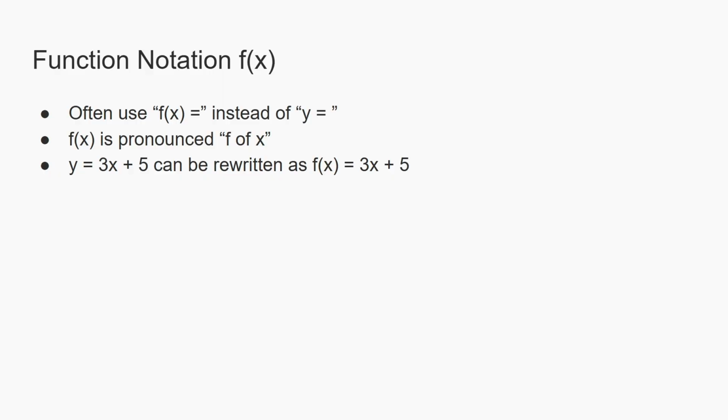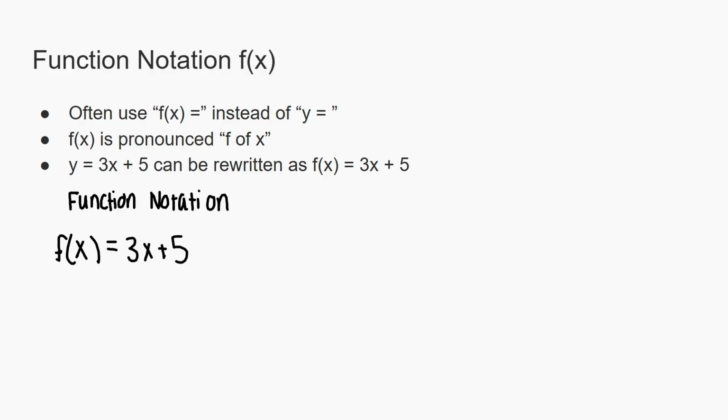Now, let's go over what function notation is. Function notation is a way to express a function using f of x instead of y. F of x is pronounced "f of x" and not f multiplied by x. So an example is that y equals 3x plus 5 can be rewritten as f of x equals 3x plus 5. So function notation, as an example that we used before, is f of x equals 3x plus 5.